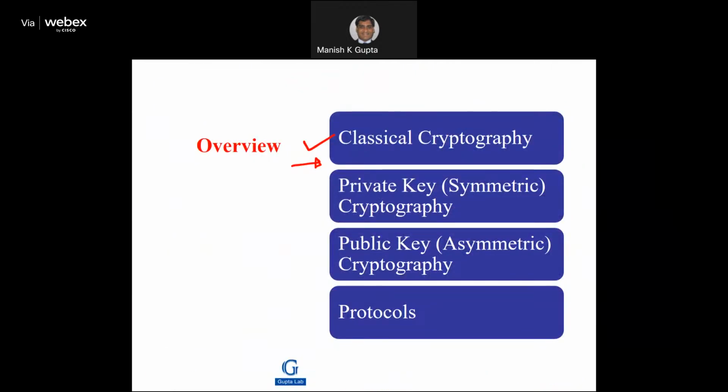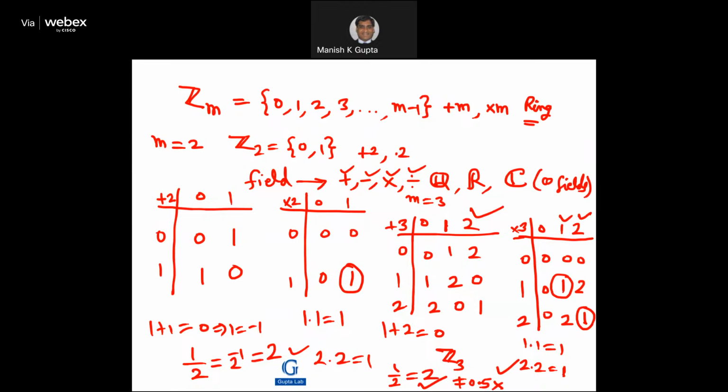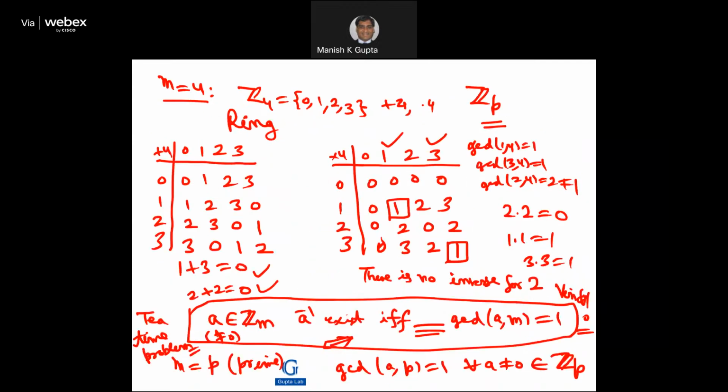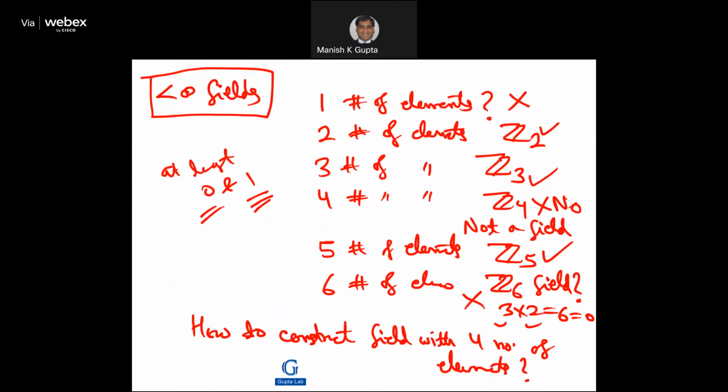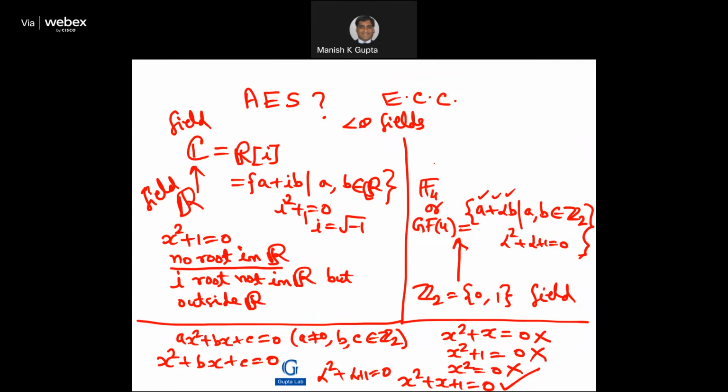Okay, so we are talking about classical cryptography, and I think I already gave you this: integers modulo m is a ring in general, and it's a field when m is a prime number. So the question was how to construct a field with 4 elements, and I gave you this analogy, as you can see here.